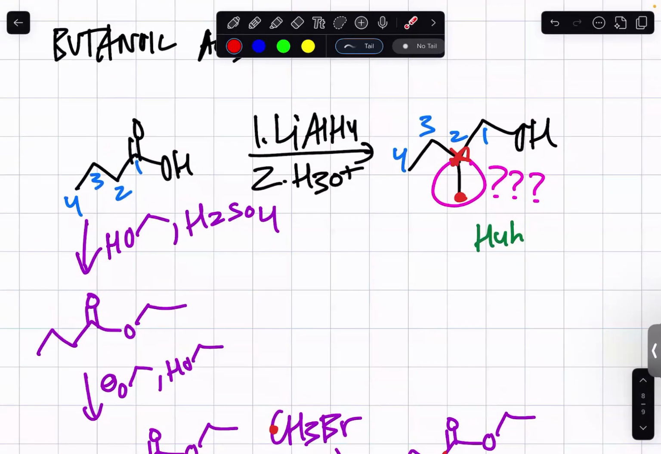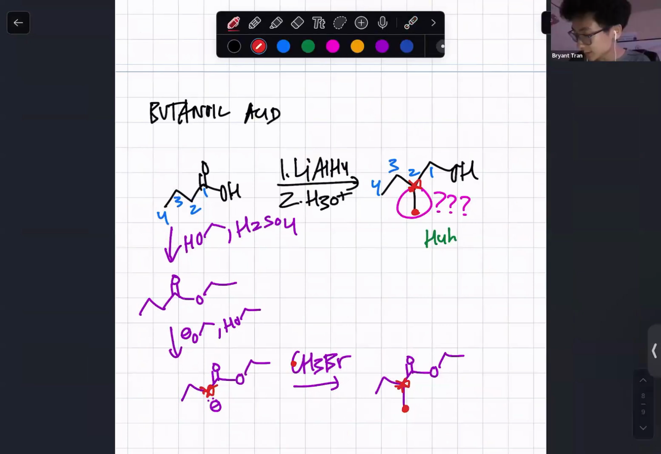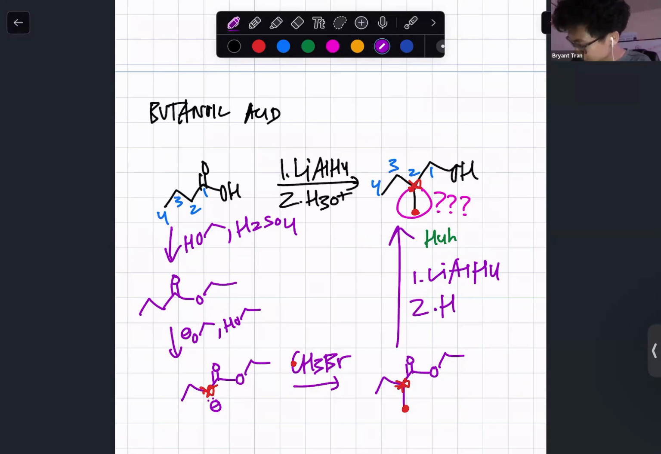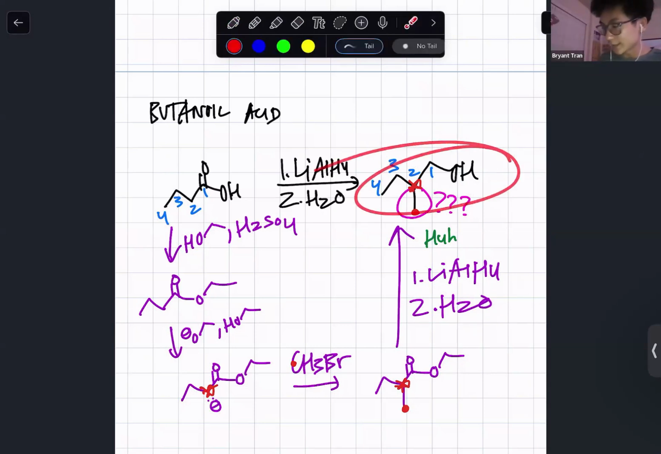Now, what can we do to convert the ester into the primary alcohol? It's one of those reactions in the chart as well. Ester to primary alcohol: that would be the reducing agent, LiAlH4, and acid workup. That's how we could get there if this was a synthesis problem.